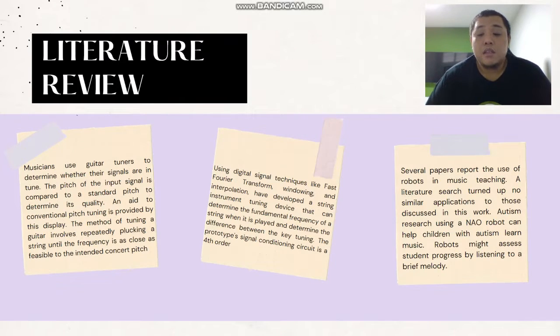For example, several reports used a robot in music teaching. The literature on tune-up has no similar application to describe this work. However, research using a robot can help students learn music, and the robot might assess the student's progress by listening verbally. So the robot can teach autistic or normal students how to read the melody of a guitar, what melody the guitar's strings produce, and how to pluck the guitar.